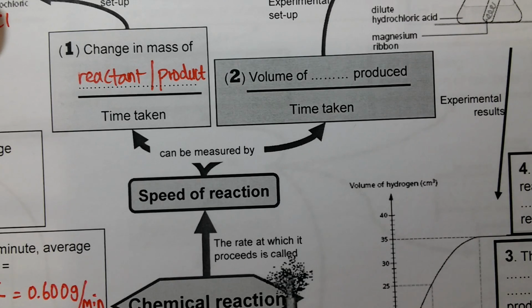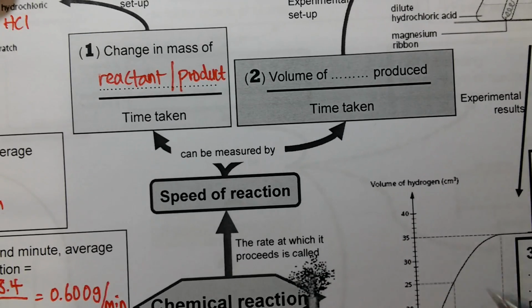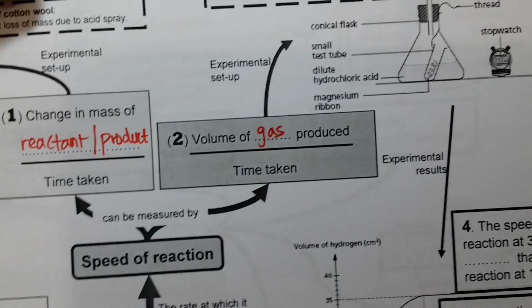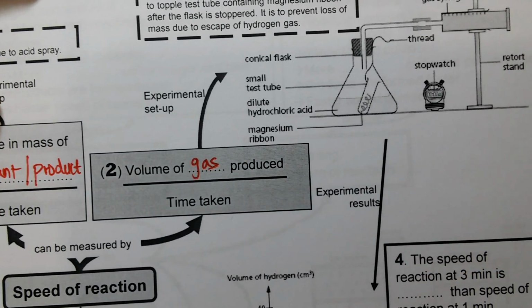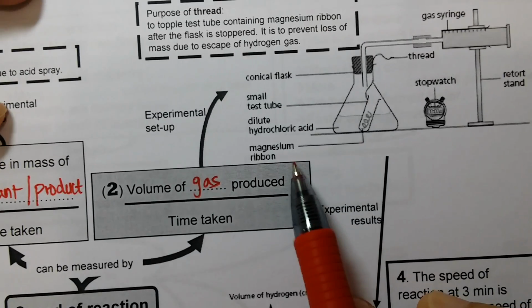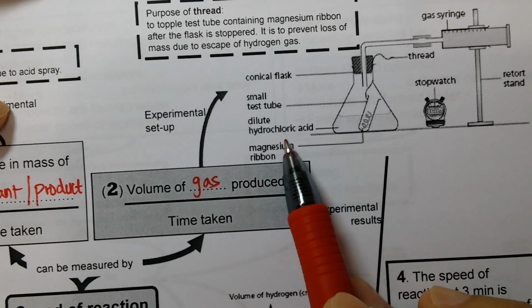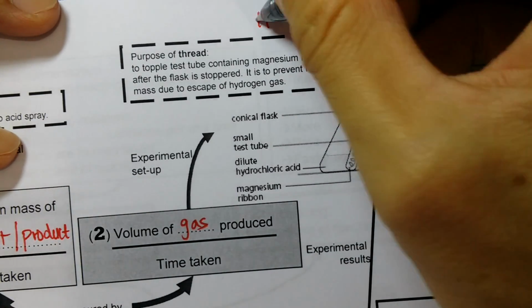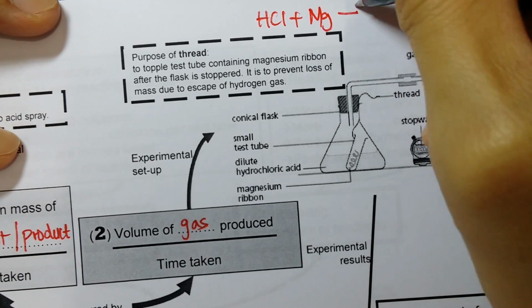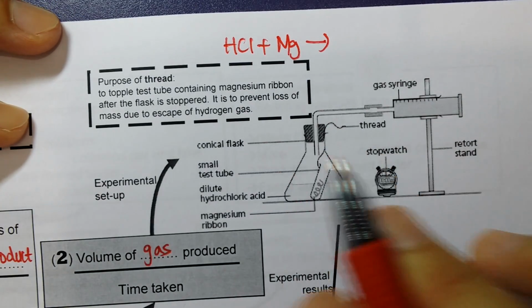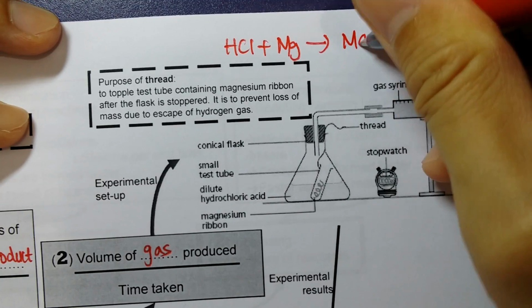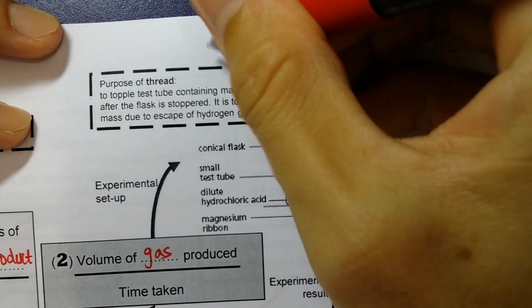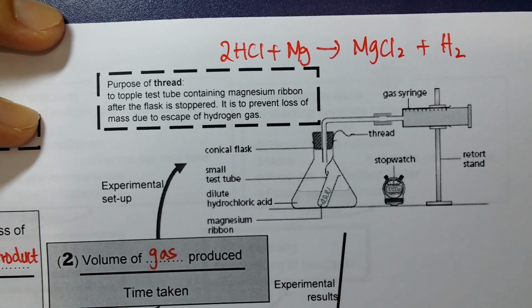Now, the second way to measure the speed of the reaction is to measure the volume of gas produced. So, for example, same thing. You have hydrochloric acid here, and you have magnesium ribbon. Magnesium is a metal, and hydrochloric acid is an acid. So let's write down the chemical equation: HCl plus Mg. What would be the product? You have a metal with an acid. Acid and metal, you get salt, MgCl2, plus hydrogen gas. Then after that, you can balance the chemical equation.